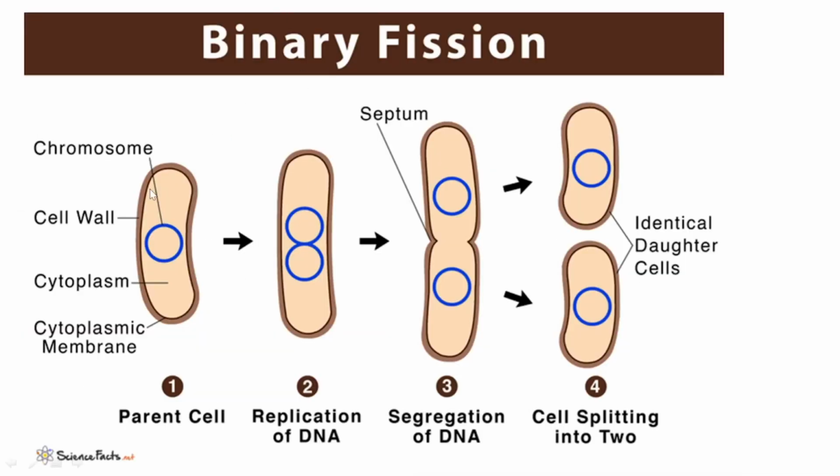This is binary fission, a single parent cell, and its nucleus and the cell both divide simultaneously. Here we can see that it starts to divide and results in two daughter cells. Identical daughter cells, that is important. Identical daughter cells are forming here. This is about binary fission. It's clear. It's very simple.